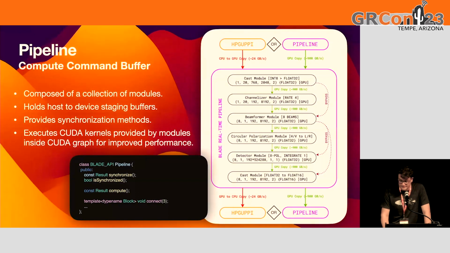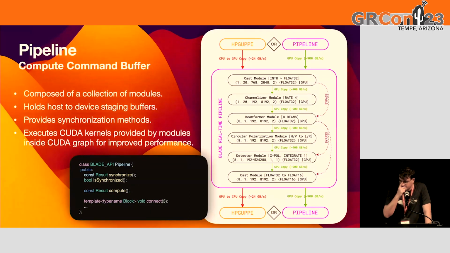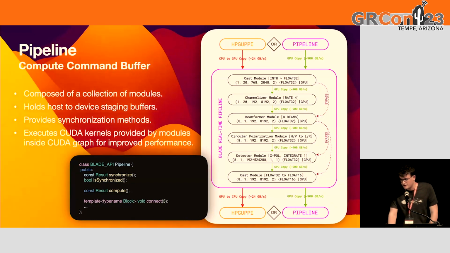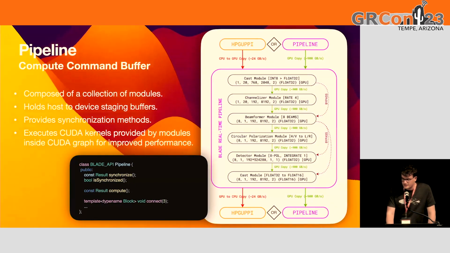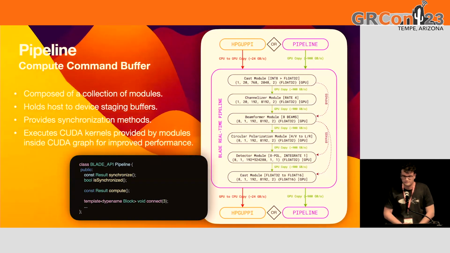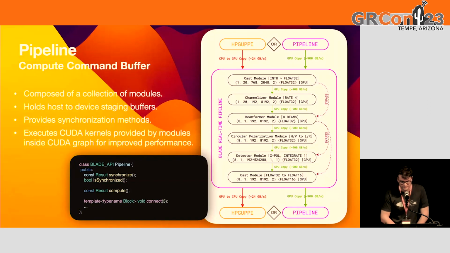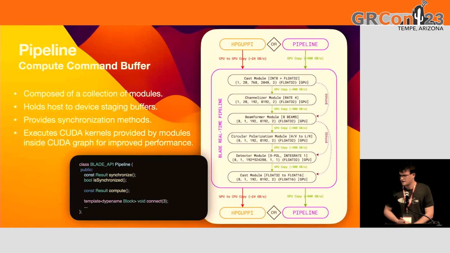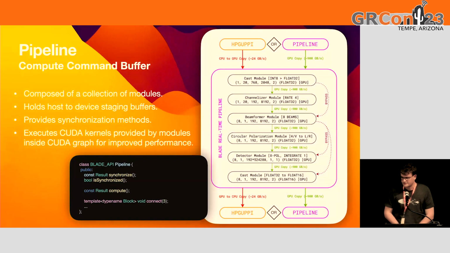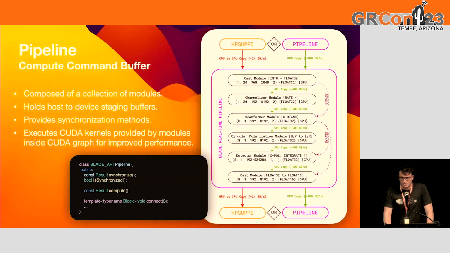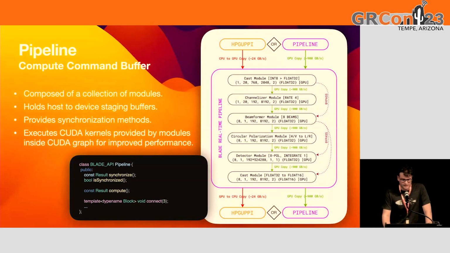So this is an example of a pipeline. You have a cast module, channelizer, beamformer, circular polarization, a detector, and a cast. This is one of the modes run by the Allen Telescope Array for generic science. And you can see that you can either take the input from a Guppi file or another pipeline.